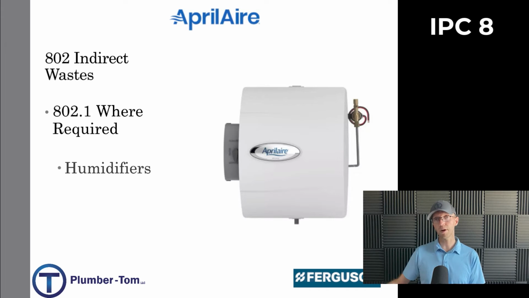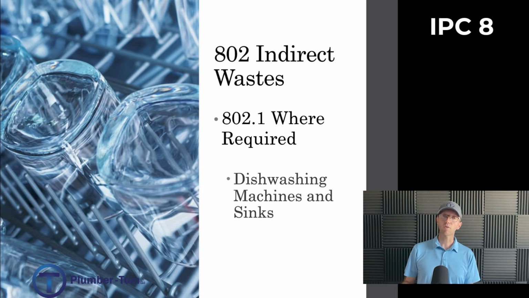So the drain coming off the bottom is going to go to a floor drain, and that's going to have an indirect waste connection. Indirect waste is also required anywhere that we have dishwashing machines or dishwashing sinks. So that's once again where we see them a lot, used in commercial kitchens. You'll find a floor sink underneath the dishwasher. You'll find a floor sink underneath those 3 or 4 compartment sinks where they're washing dishes or even food.